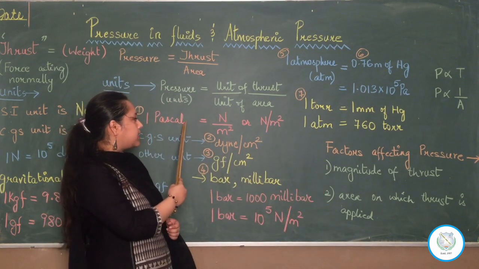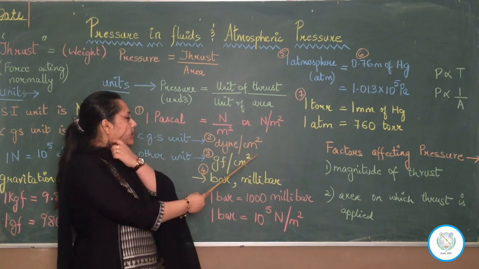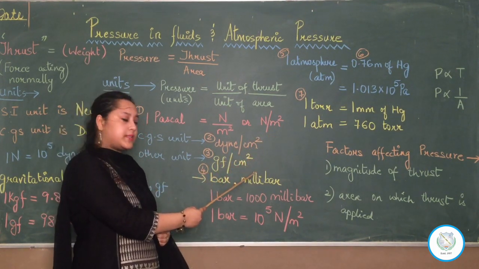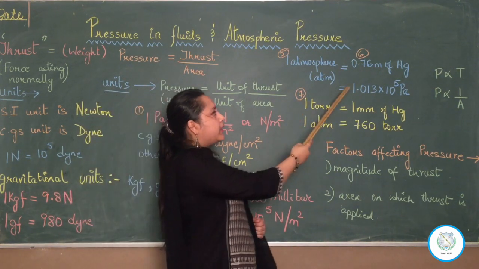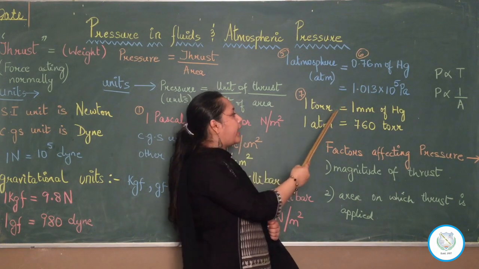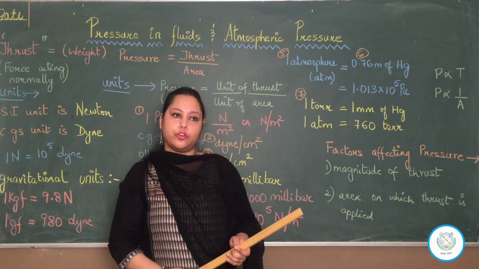So there are so many units of pressure that we have learned today. First one is Pascal, then it can be Newton per meter square, then dyne per centimeter square, gf per centimeter square, bar, millibar, atmosphere in terms of mercury column, and torr. So all these units are very important for you to know.